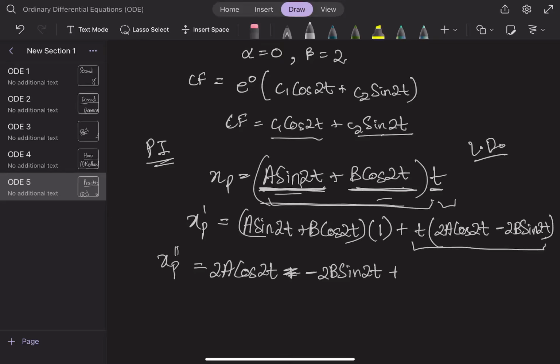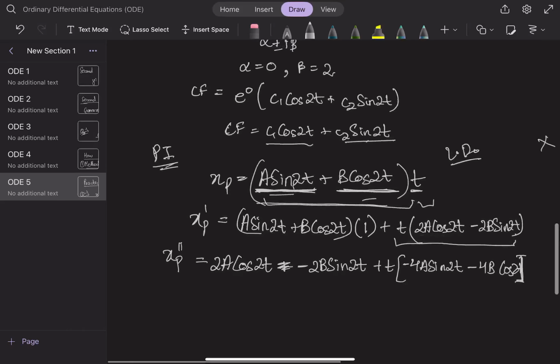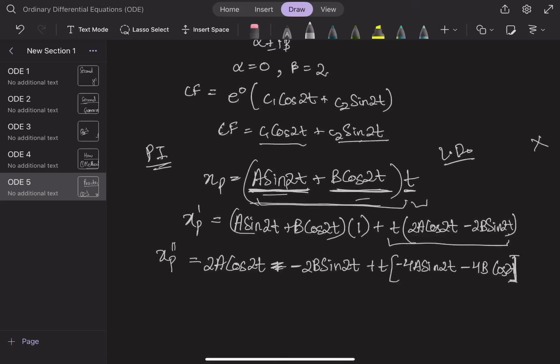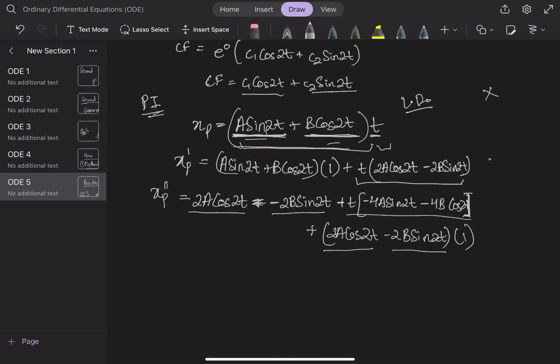So we're gonna ignore the first term and differentiate the second. 2a cos 2t becomes minus 4a sin 2t and 2b sin 2t becomes minus 4b cos 2t. Secondly, you're gonna ignore this term 2a cos 2t minus 2b sin 2t and you're gonna differentiate t, which is 1. Now let's simplify this a little bit.